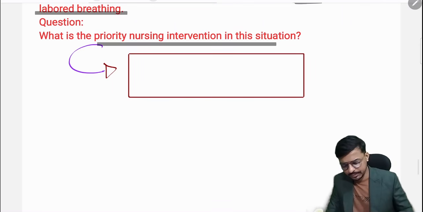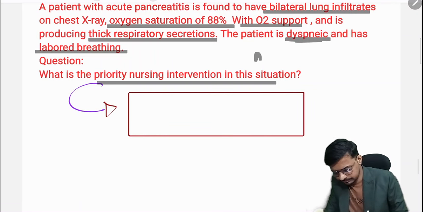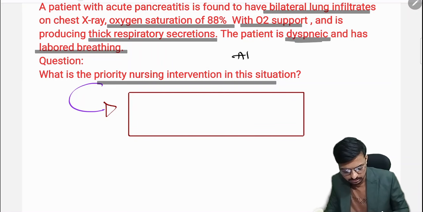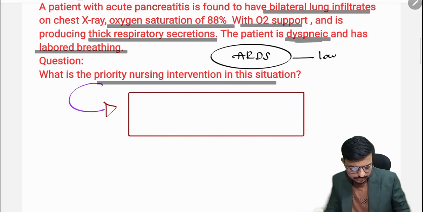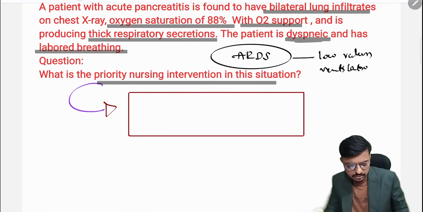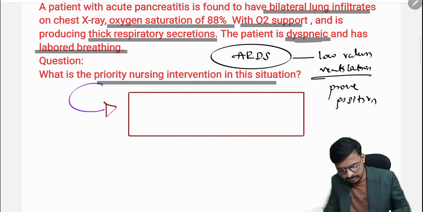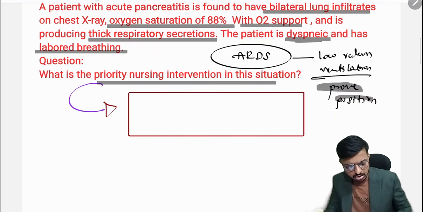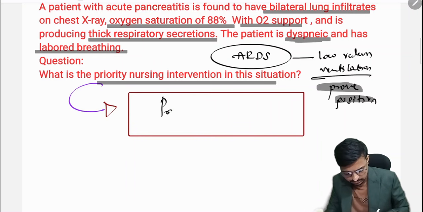Beta, I told you people that in case of ARDS, the acute respiratory distress syndrome, the management is low volume ventilation in prone position. In your option, what is the next best step of the management after administration of the oxygen? So we will give the prone position. Who has chosen the correct answer as prone position? Your answer is 100% right.